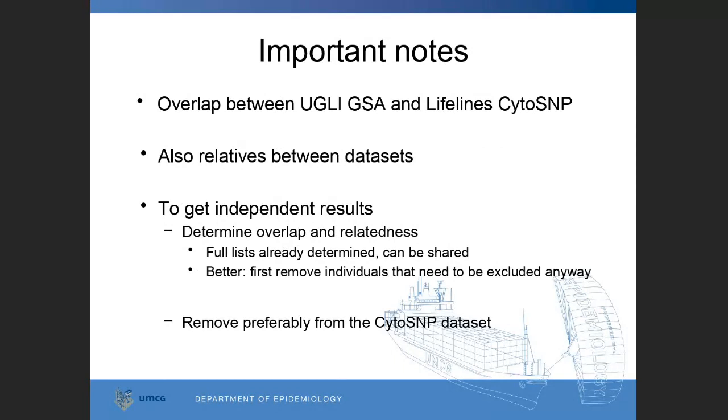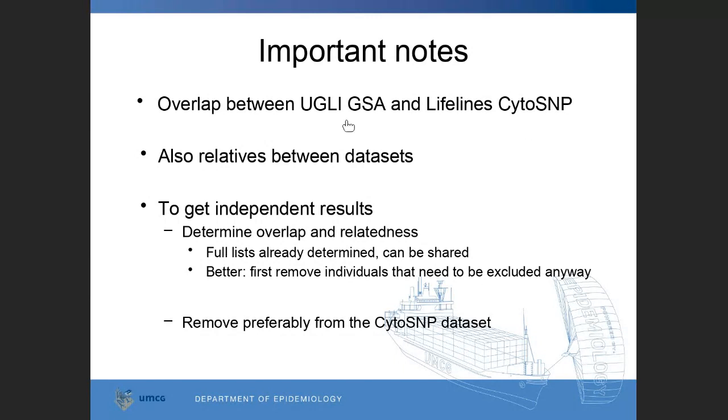Also, there is overlap between the UGLI GSA and the CytoSNP data. So if you would want to analyze both sets, then it is important to remove the overlapping samples, and preferably you remove them from the CytoSNP data, because that's the worst chip with a less dense map of SNPs.